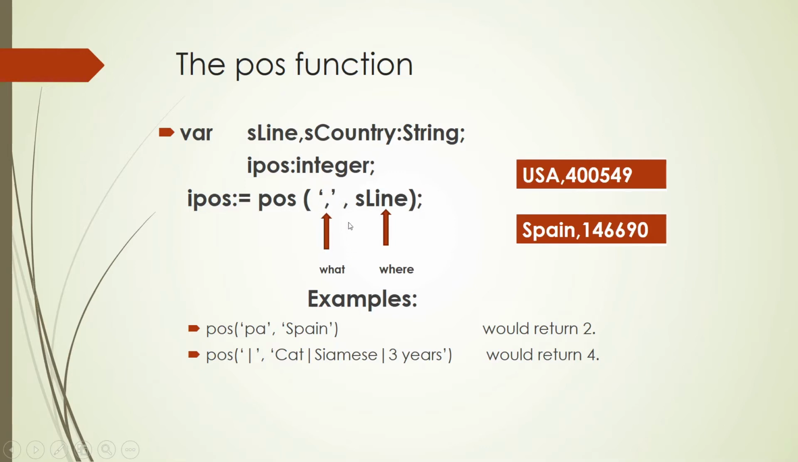So what you are finding and where are you finding this character? I'm searching for it in sline, which is my string variable. So again, pos is a function that is going to return the position of a searched character or substring. Remember, pos returns the position of the first occurrence of that searched character or substring. If that character is not found, pos will return a value of 0.